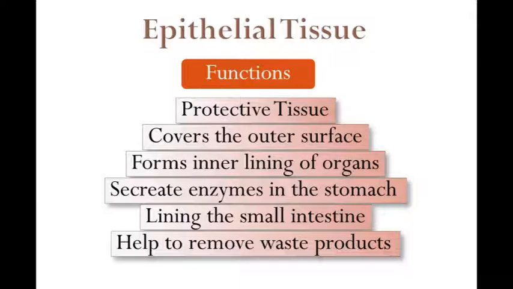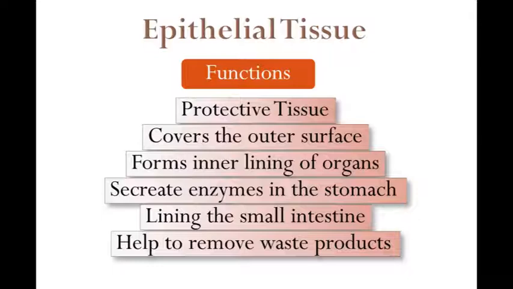Cuboidal epithelium. In surface view, the height of the cell of cuboidal epithelium appears almost equal to its width such that its side view gives a square appearance. The nucleus is centrally located. They are found in the thyroid glands, kidney tubules, salivary glands, pancreas, and liver.